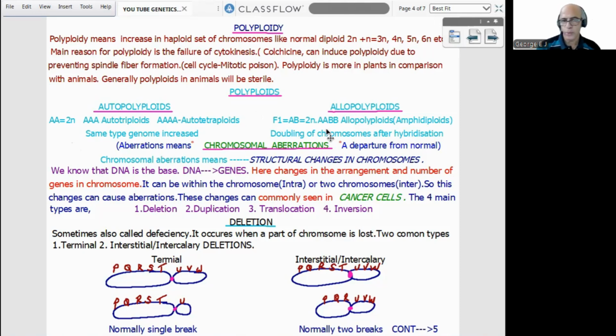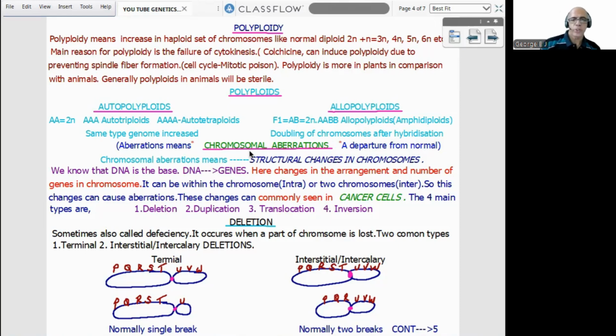Same type genome will be increased. While allopolyploid, allo means different, like allogamy. If you cross AA with BB, F1 will be capital A, capital B. That way you take. And it is 2n. The chromosome is doubled by using colchicine. And we'll be getting capital A, capital A, capital B, capital B, which is otherwise called allopolyploids, otherwise called amphidiploids. That is doubling of chromosome after getting F1, after hybridization.